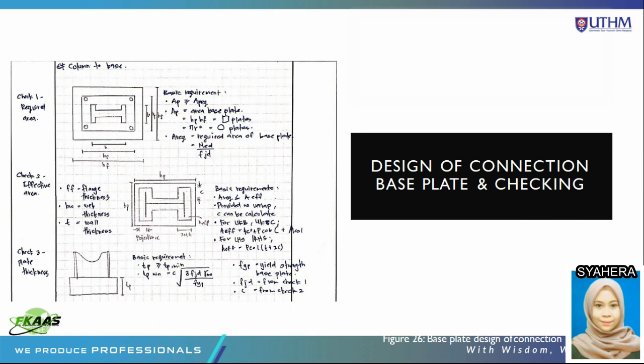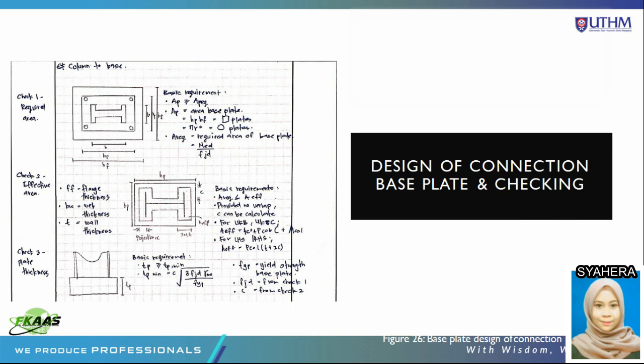I'm going to present about the connections of this project. There are three types of connections involved in this project, which are column to base, truss to column, and truss to truss. For column to base and truss to column, there are four check requirements, where check 1 is required area, check 2 is effective area, check 3 is plate thickness, and check 4 is welds.